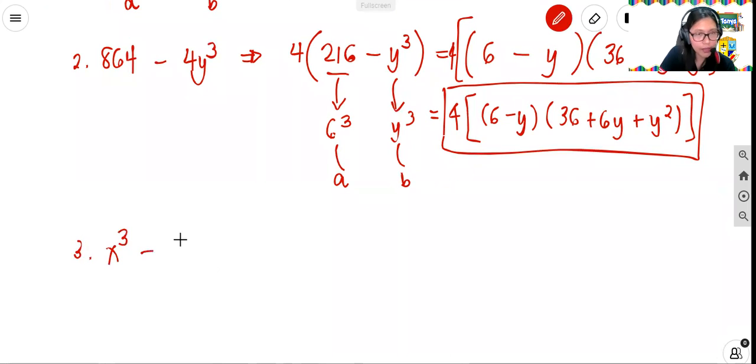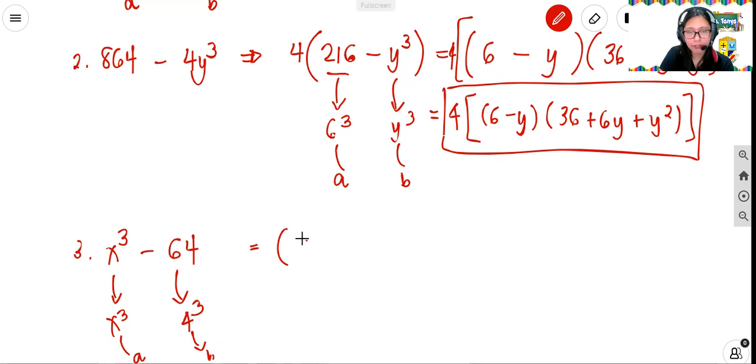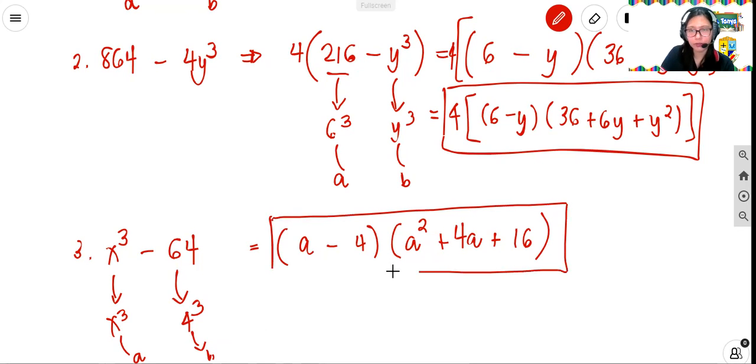It's x cubed minus 64. So this one is familiar with you already. So we have x cubed here and this one is 4 cubed. So our A would be x and our B would be 4. And if we factor that, we will have A minus 4 and then the square of A, the square of 4, which is 16, and then 4 times A is 4A. So it's minus, so it's plus plus. So this is our factor. So I hope you were able to get all those practice exercises correctly.